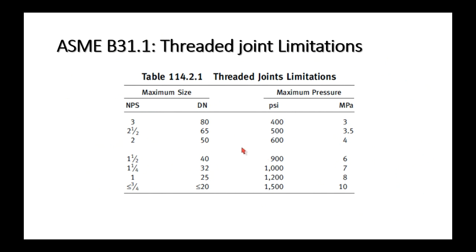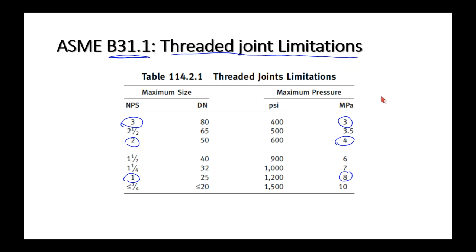The next thing is threaded joint limitations. This one's in 31.1, which is the power piping code, and it basically says, hey, if you exceed these limits, you can't use a threaded joint. So let's say we've got an NPS 3 pipe. Well, if we've got a threaded joint, we can't use it for more than 3 megapascals. If we've got 2-inch, we can't use it for more than 4 megapascals. You get the idea.